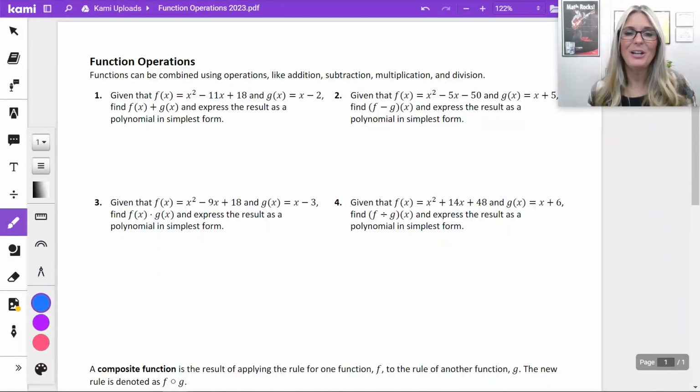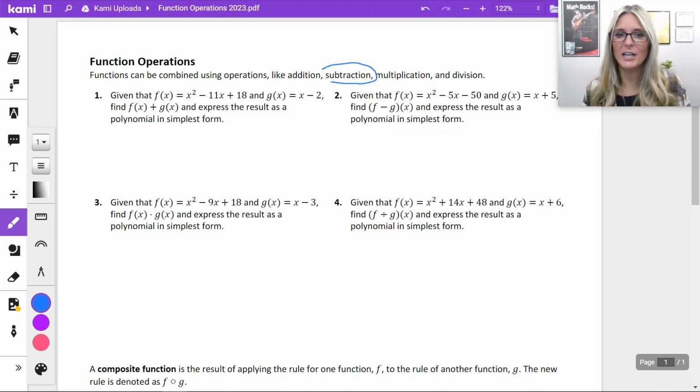In today's lesson, we're going to look at function operations. Functions can be combined using operations like addition, subtraction, multiplication, and division. I'm going to go ahead and make a note here. Subtraction and division, recall, are not commutative. So order matters. Make sure you're paying attention when you're doing subtraction or division.